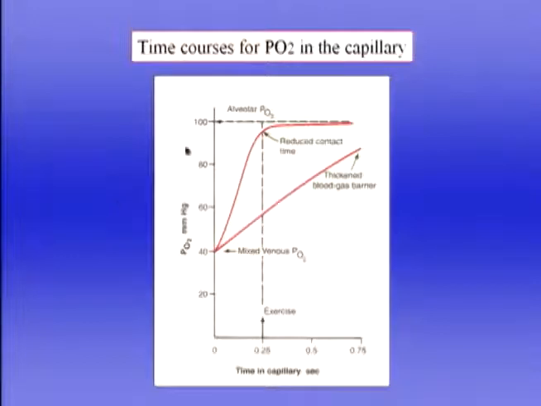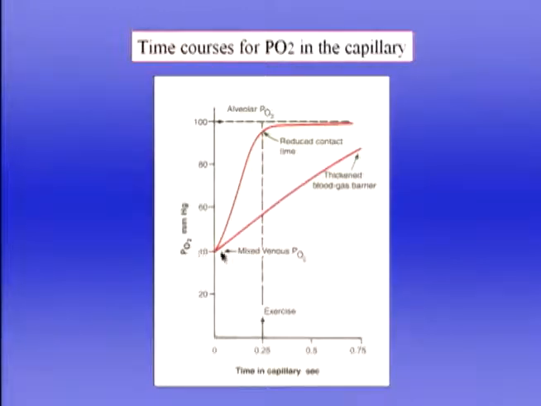Okay, so that's enough about hypoventilation. I'm now going to move to diffusion impairment. And again, we discussed the principles of diffusion extensively in the respiratory physiology lectures. I'm just going to recap briefly here and remind you of the time course for the PO2 in the pulmonary capillary as the oxygen is loaded in the lung.